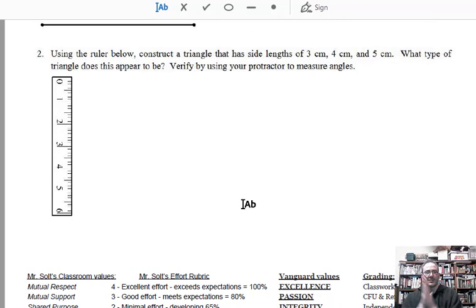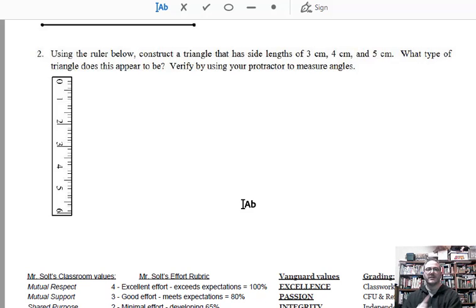Using the ruler below, construct a triangle that has side lengths of 3, 4, and 5. A 3, 4, 5 triangle. We're going to see these triangles a lot. What type of triangle does it appear to be? You tell me if it has a special kind of angle measure in that triangle.